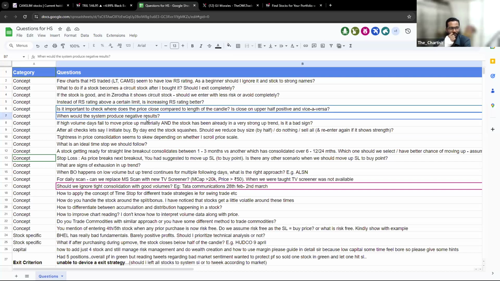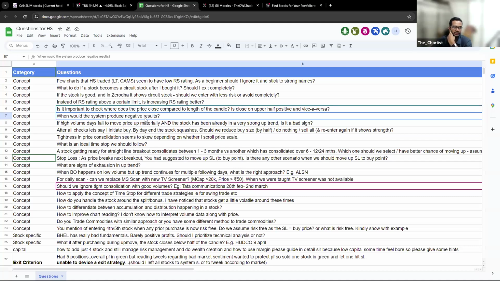When would the system produce a negative result? When it starts taking money out of your pocket. Simple answer. If you are not making money, your system is producing a negative result. Your equity curve should go up, like a stock chart, with higher highs and higher lows. If it breaches the previous low, that means your system is now taking money out from you.